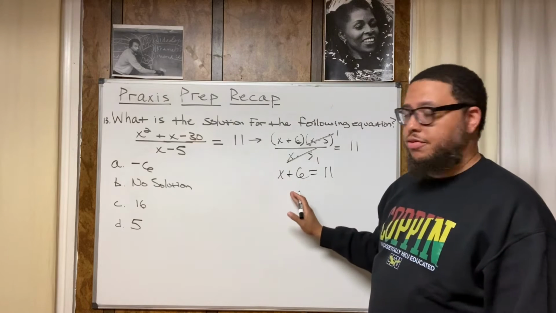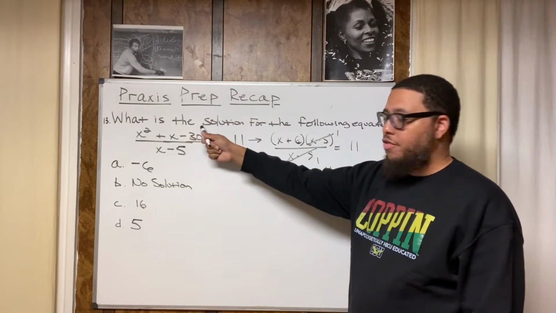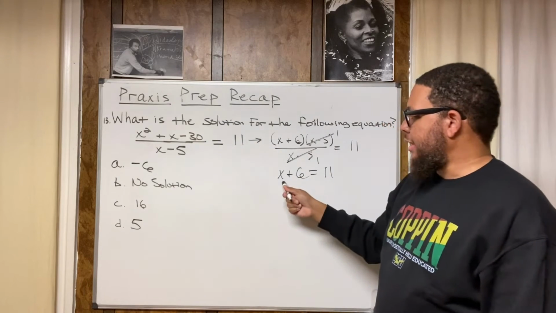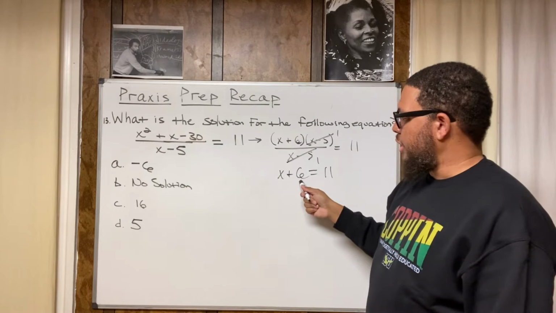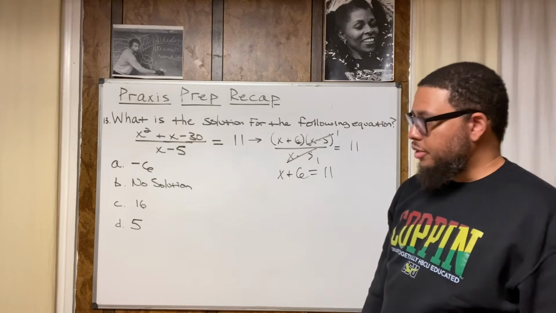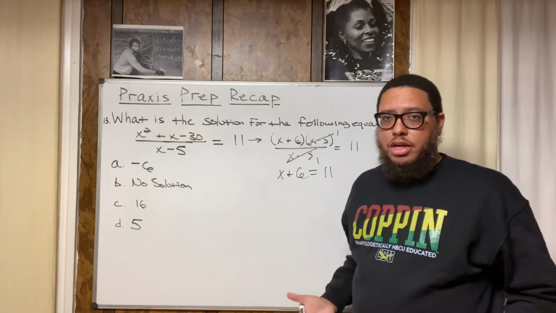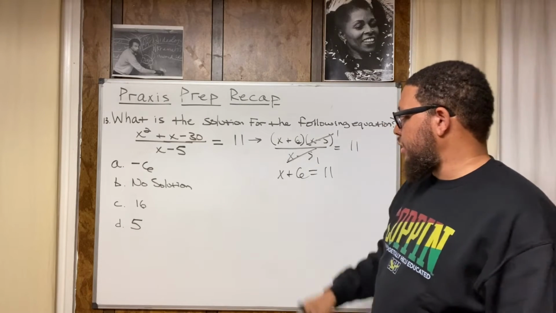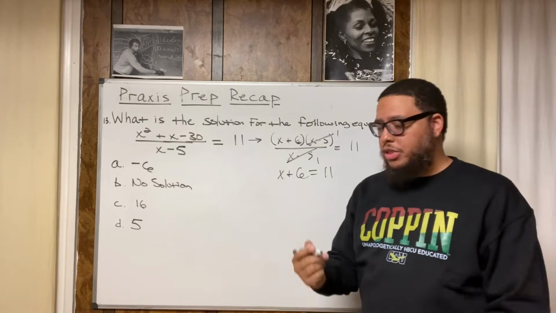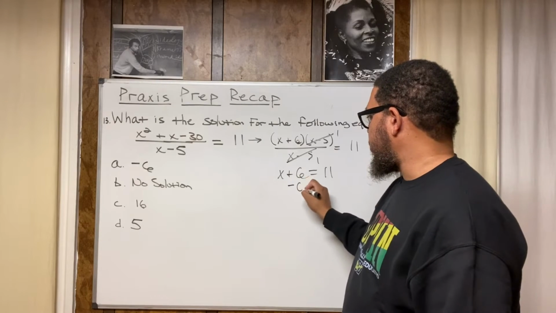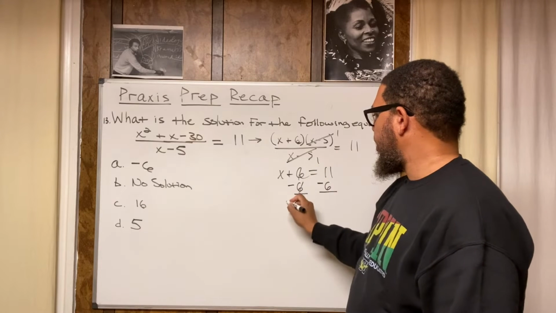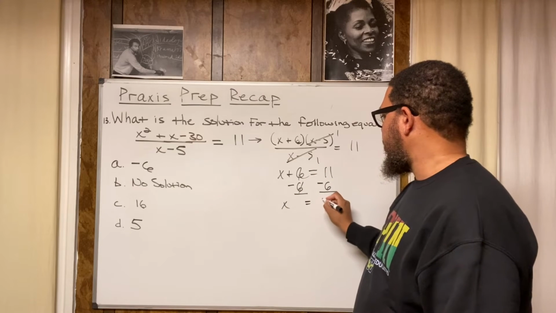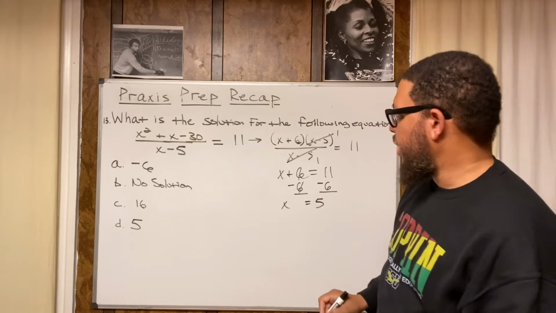Now I got one step left, because when I solve or find the solution, we isolate the variable. We isolate the variable by itself. So that means we need to get rid of 6. So I have to ask myself, how am I going to get rid of 6? I get rid of 6 by subtracting 6 on both sides. So I'm going to do minus 6 on the left. I'm going to do minus 6 on the right. Boom, boom. X is equal to 5, right?